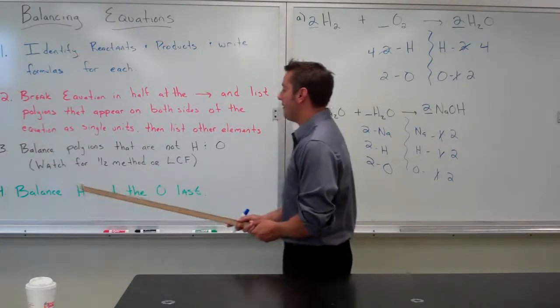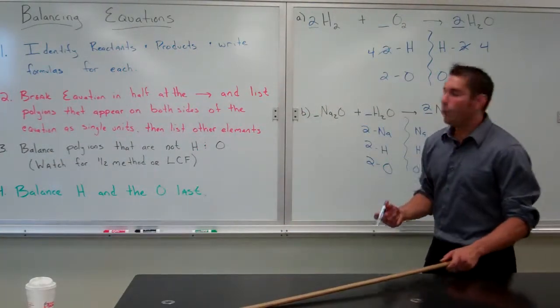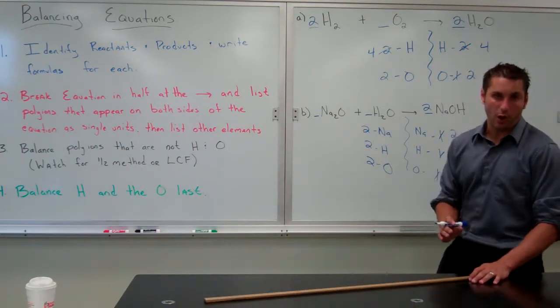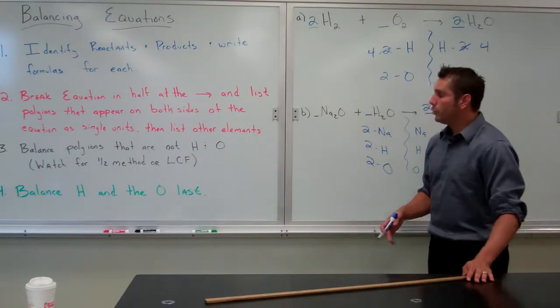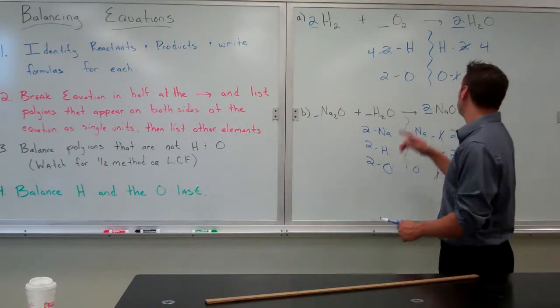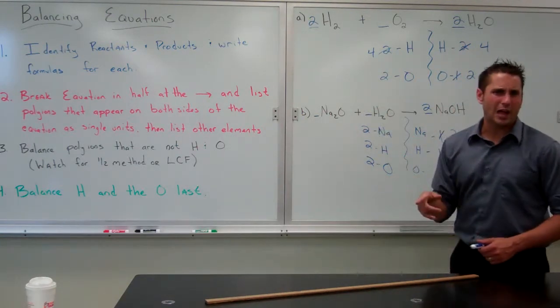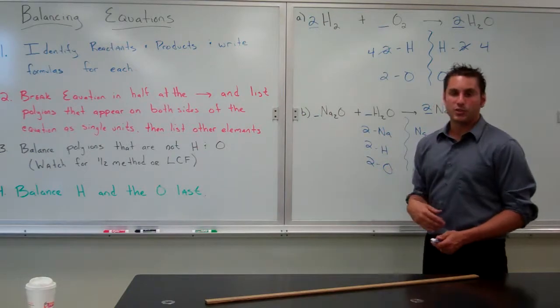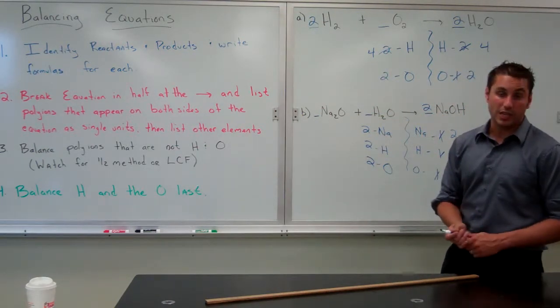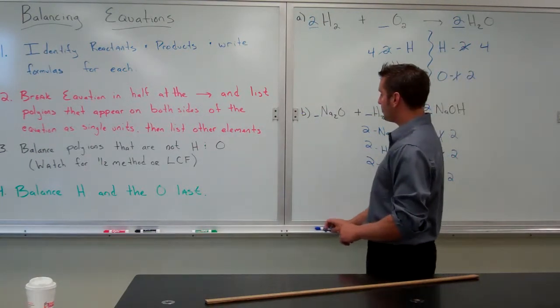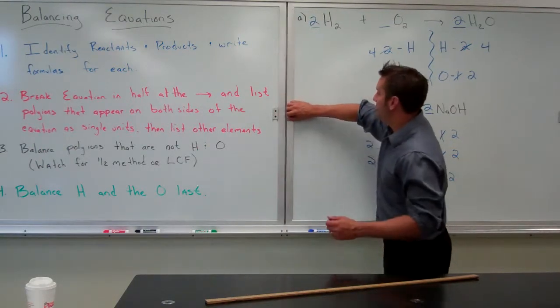That is why we save O and H for last. Reason one is that they appear in a ton of different compounds. Reason two, because they appear in a lot of compounds, they get split up a lot, and it makes it easier to balance if you save them for the end, because a lot of times it will take care of itself. Let's take a look at another two.